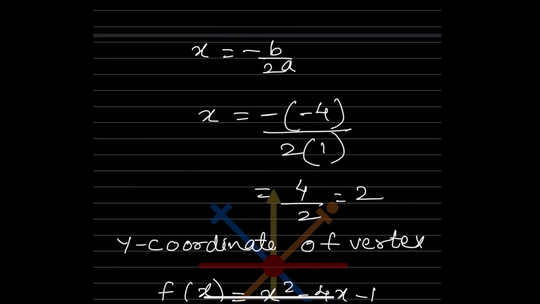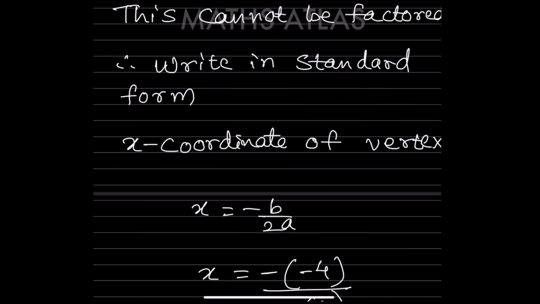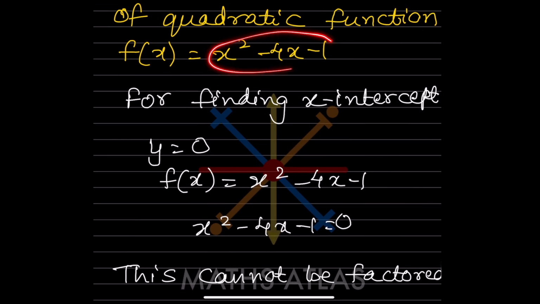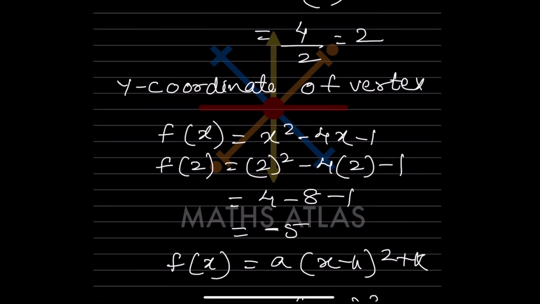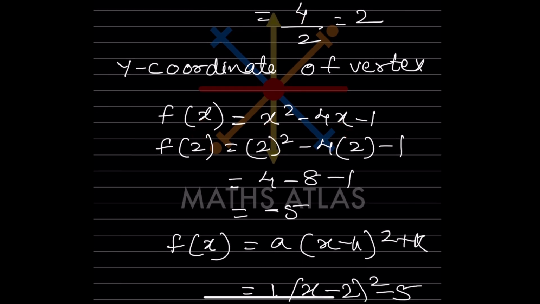So now let us see the y coordinate. The y coordinate of the vertex: we write the same equation here, and in place of x you put 2. So what we get here is 4 minus 8 minus 1. When you solve this, this is going to be minus 5, sorry. This is y, f of x is y.